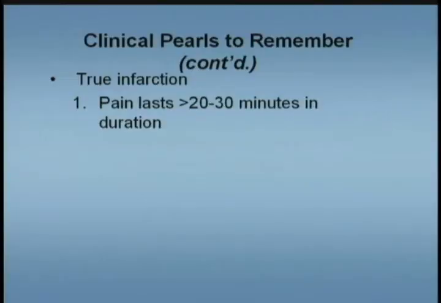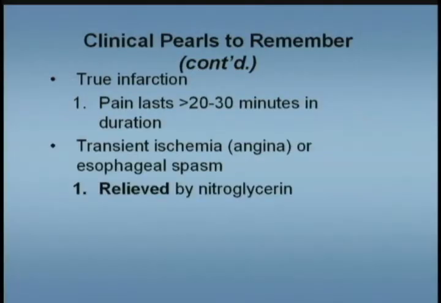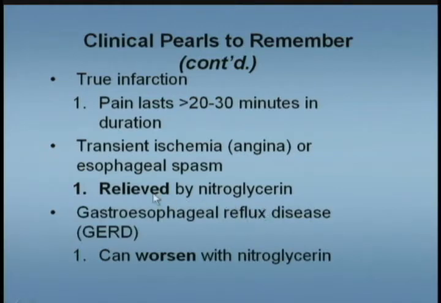Now, the pain generally lasts, if it's ischemic, for 20 or 30 minutes. But look at this. It says relieved by nitroglycerin. Spasm is relieved by nitroglycerin. That is why here, spasm relieved by nitroglycerin, reflux worsened by nitroglycerin. That's because it opens up the sphincter and more acid comes out. This is why response to therapy is a very poor way to make a diagnosis.